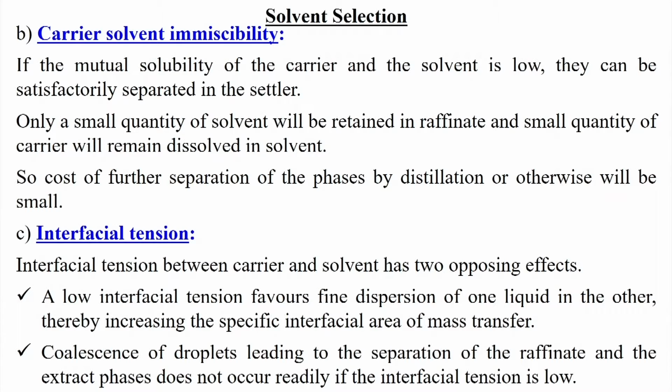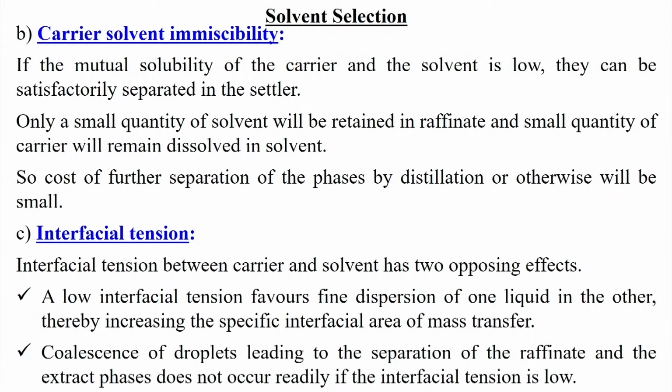And the third point is interfacial tension. The interfacial tension between the carrier solvent and the extracting solvent has two opposite effects. At low interfacial tension, it favors fine dispersion of one liquid in the other, thereby increasing the specific interfacial area for mass transfer. So that is good. The coalescence of the droplets leading to the separation of the raffinate and extract phases does not occur rapidly or readily if the interfacial tension is low. So we can say there is a mixed reaction for interfacial tension. Low or high interfacial tension is sometimes beneficial and sometimes has adverse effects also.